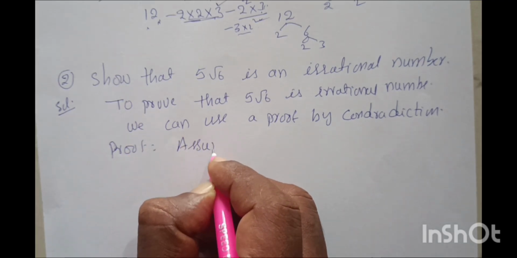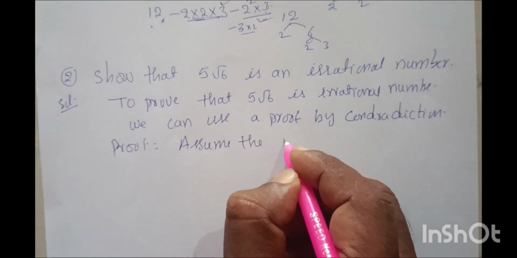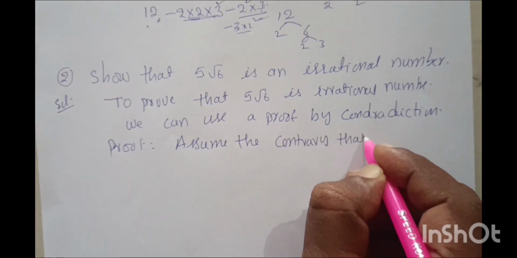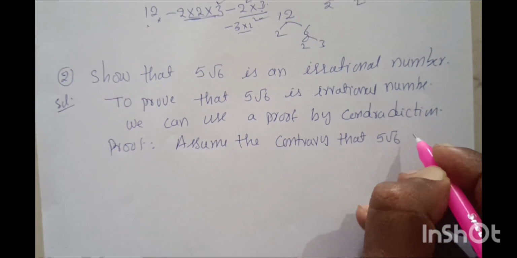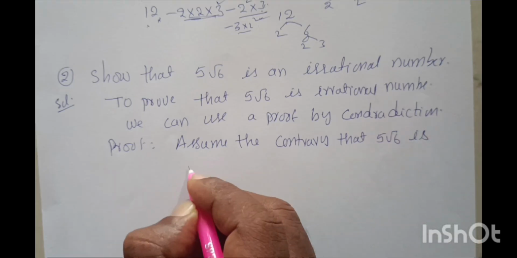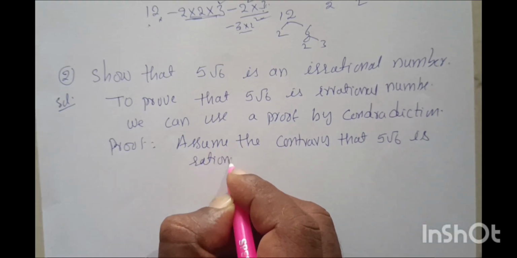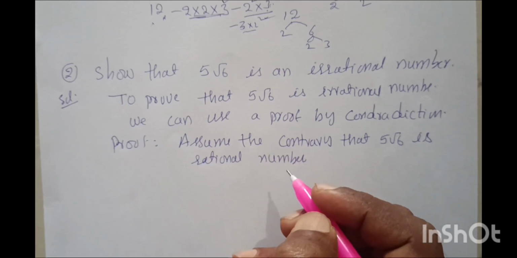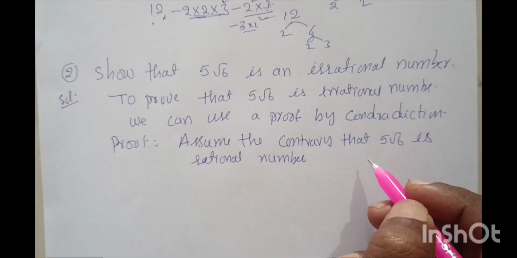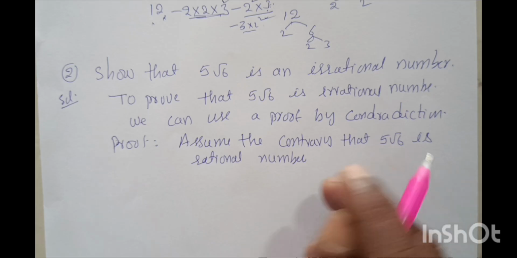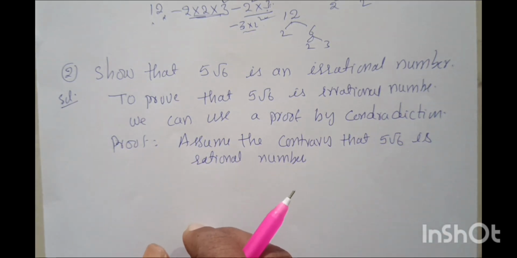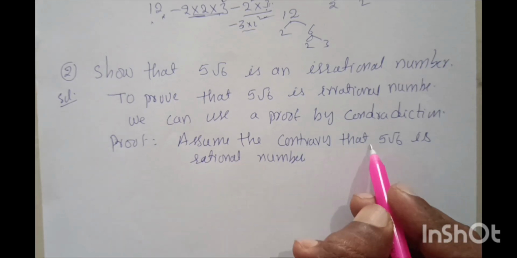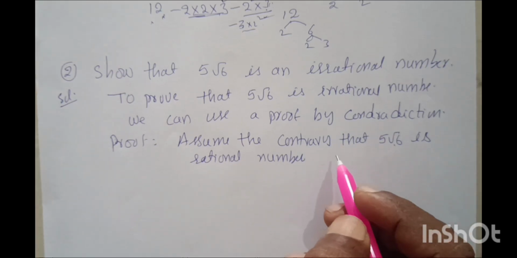So what is required? Assume the contrary, that 5 root 6 is a rational number. So this is using the contradiction method. That means we take the statement opposite to the given statement. So therefore, assume by contradiction that 5 root 6 is a rational number.